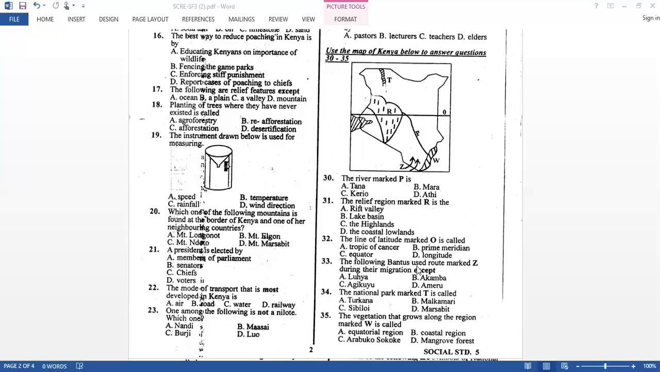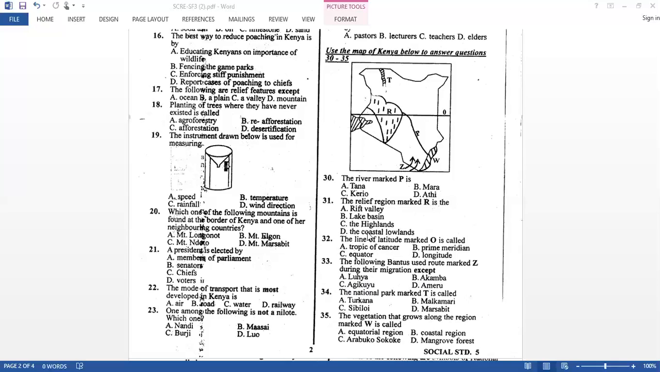The following Bantus used route Z during their migration, except. So remember, we have 3 categories of Bantus. We have the coastal Bantus, also called Eastern Bantus. We also have Western Bantus and the Central. So this route was majorly used by the Central Bantus, some of whom include Akamba, Ameru, Agikuyu, Ambere. Most of the words start with A.